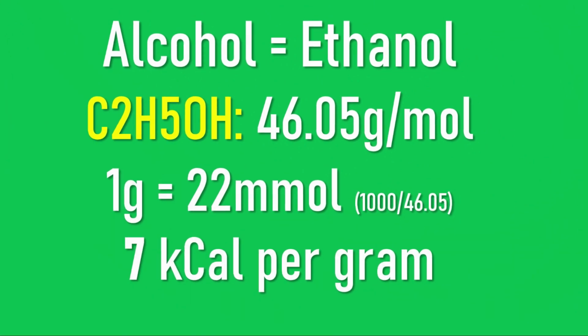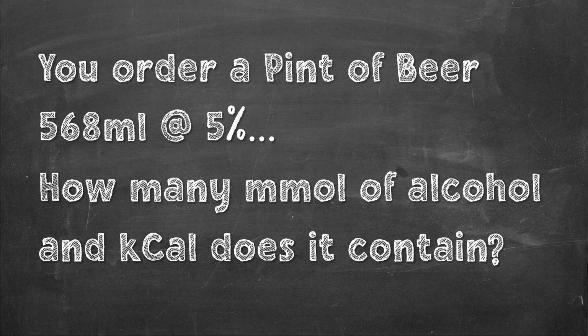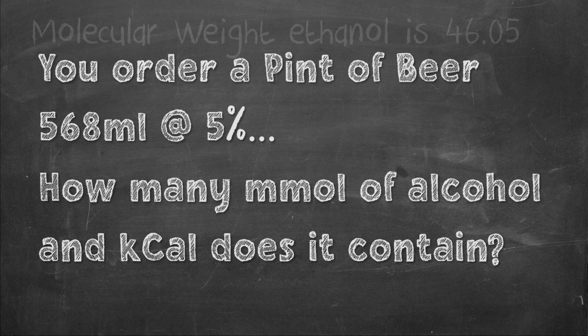1 gram of ethanol contains 22 millimoles, or 1,000 divided by 46.05. And just as an aside, there are 7 kilocalories per gram of alcohol. You order a pint of beer, and where I come from, a pint of beer is 568 mils, and that's 5% alcohol. How many millimoles of alcohol and kilocalories does it contain?